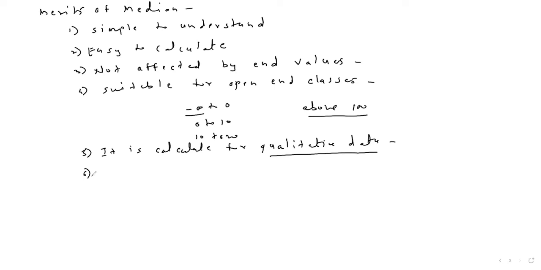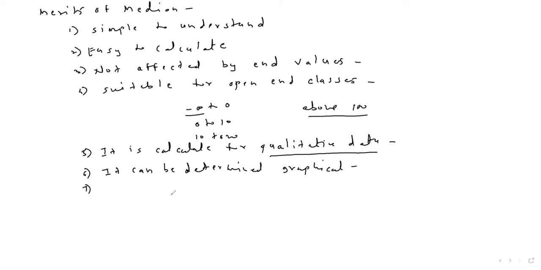Sixth merit is it can be determined graphically. So we can determine the median graphically. That means by using the Ogive curve, we can find the median. I have a lecture on this graphical representation of median, that is, by using a graph, the Ogive curve, how I can find the median.